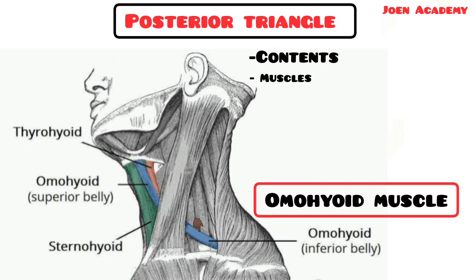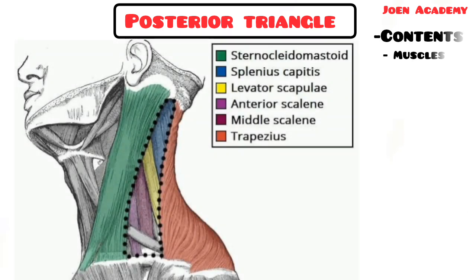The inferior belly crosses the posterior triangle, traveling in a superior medial direction and splitting the triangle into two. The muscle then crosses underneath the sternocleidomastoid to enter the anterior triangle of the neck. A number of vertebral muscles covered by the prevertebral fascia form the floor of the posterior triangle, and they include the splenius capitis, the levator scapulae, and the anterior, middle, and posterior scalene muscles.